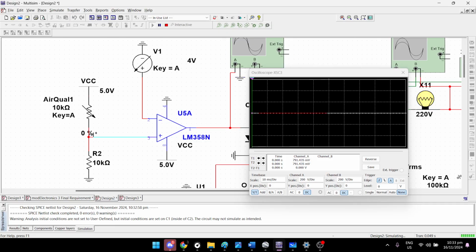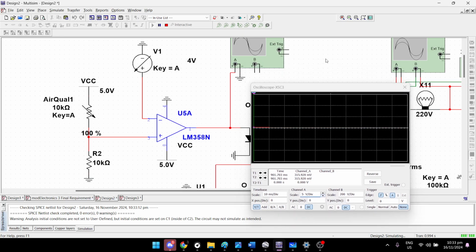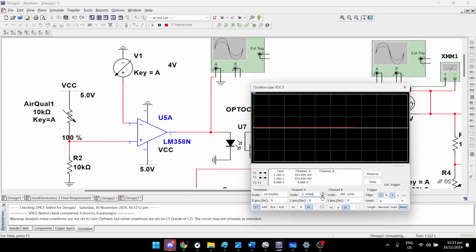So let's wait. Oh, not this one. Wait, it's set to 200 volts. Wait, is this? Yeah, it's this one.